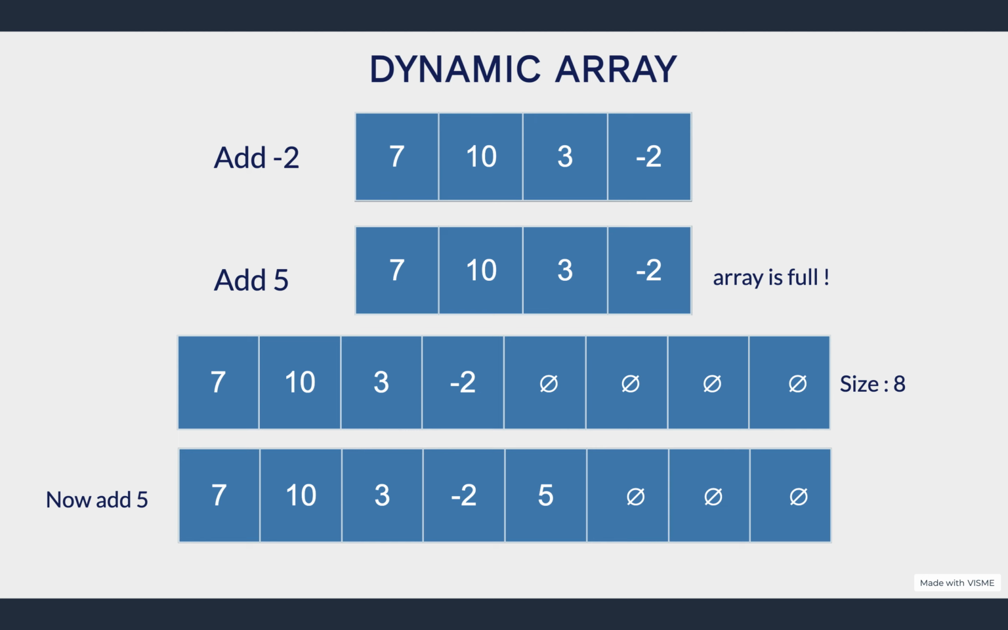So let's say you added -2 again, and now you want to add 5. The array is full again. So what do we do? We double the size. The array size before is 4. We're going to increase the size to 8. So now you can add 5.